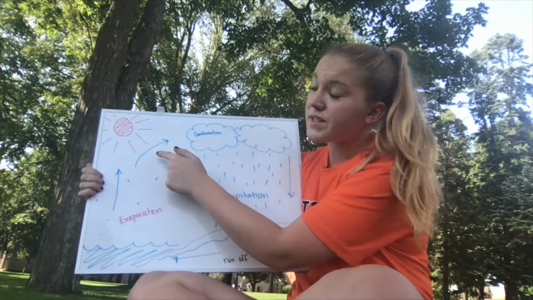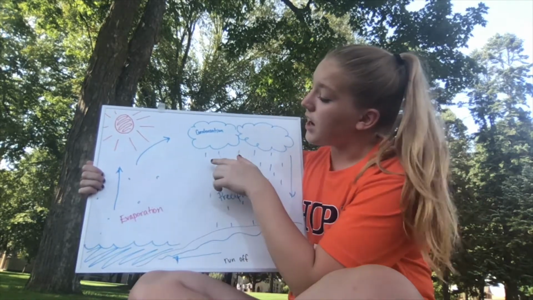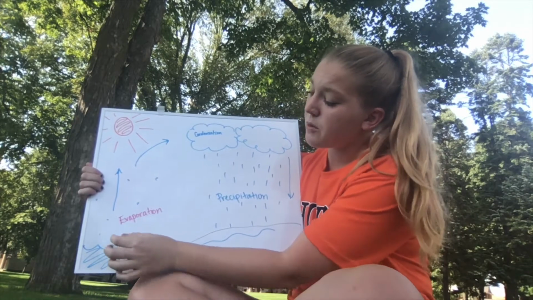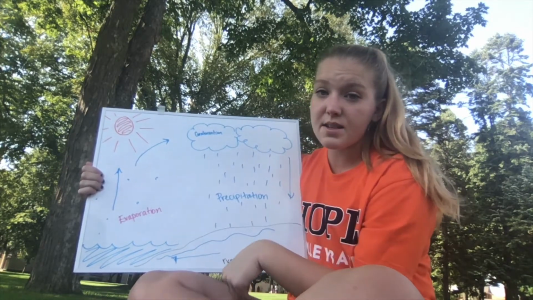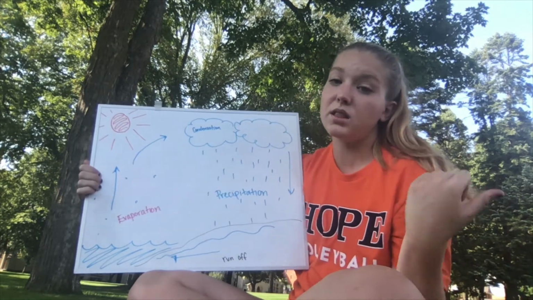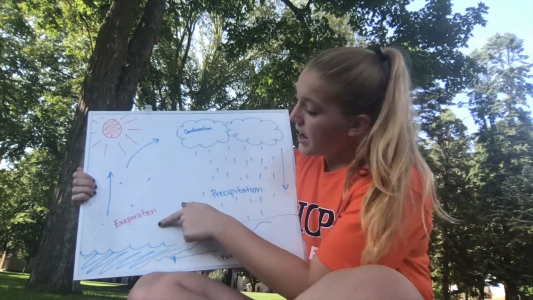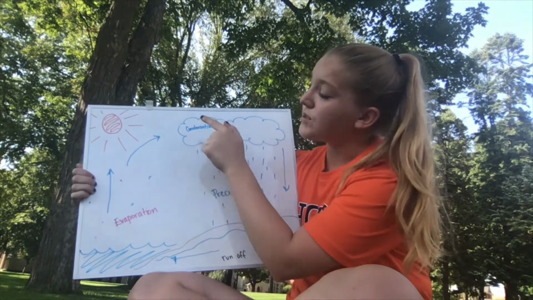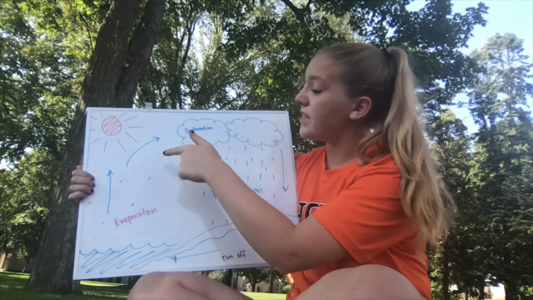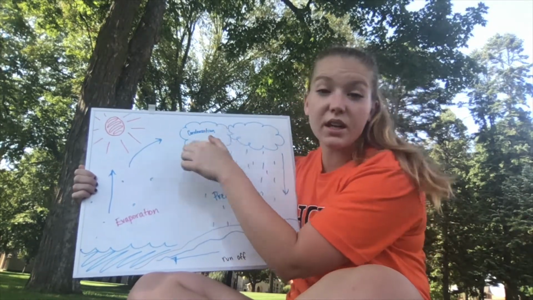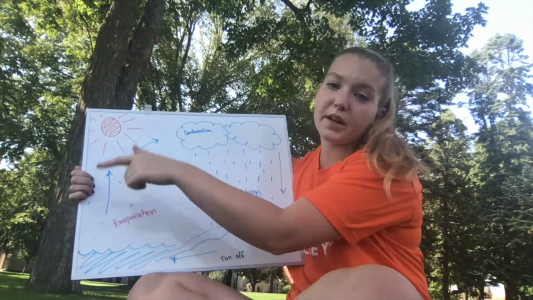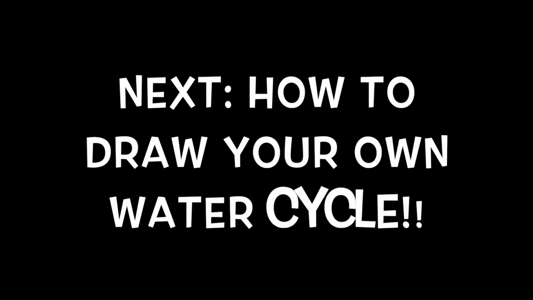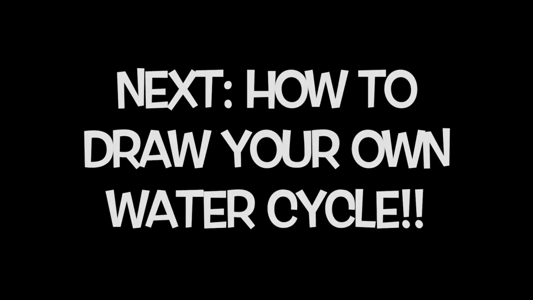And then when the sun is out, it heats up the water, and some of that water evaporates, which is the process of turning water from a liquid into a gas, and that moves up to the sky and in the air. And then once that's all collected together through condensation, the whole process continues on.